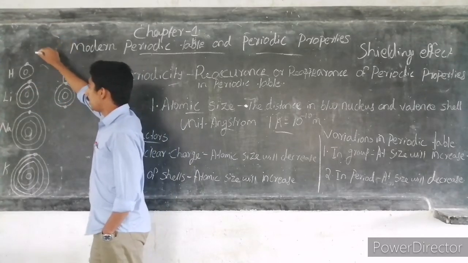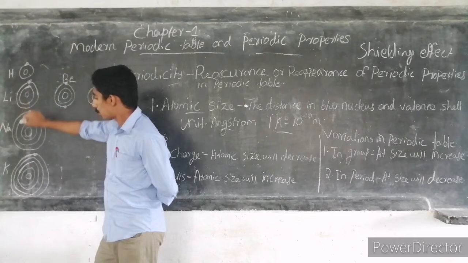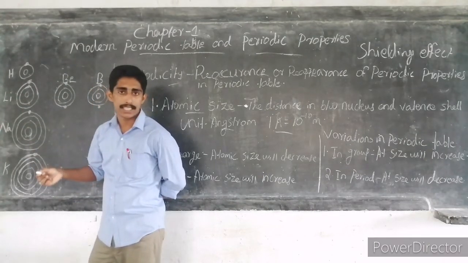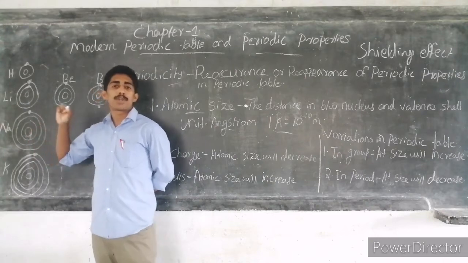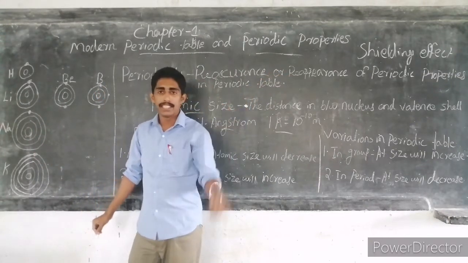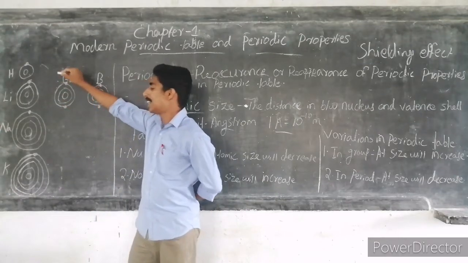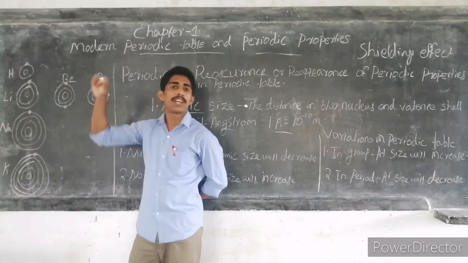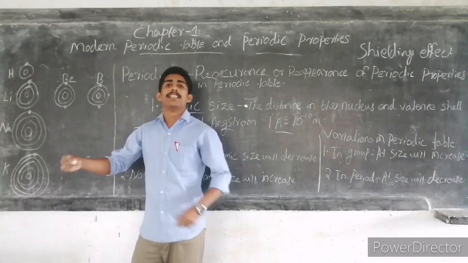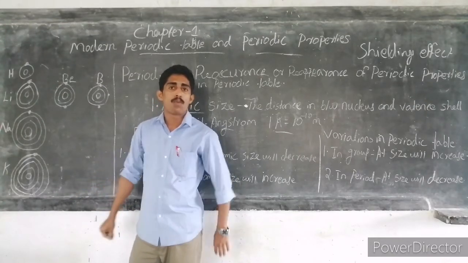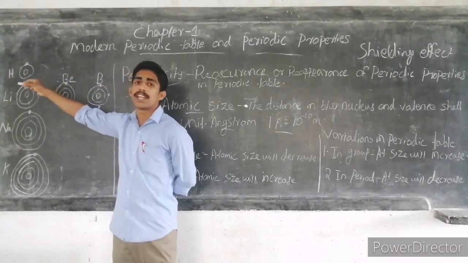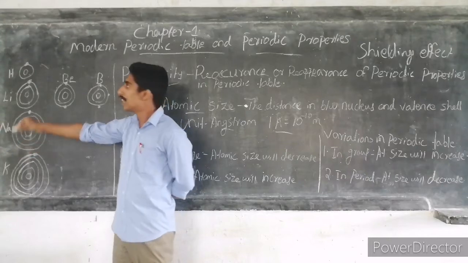So in a group, as we move from top to bottom, the number of shells is increasing. If the number of shells increases, shielding effect also increases and the effect of the nucleus on the valence shell decreases. Then the nucleus cannot attract the valence shell electrons, and the atomic size will increase.